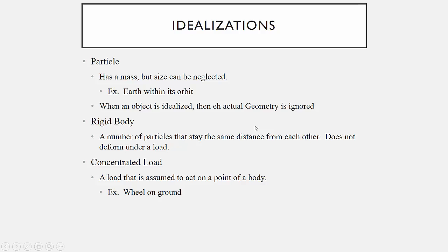So we can look at a particle. When we're looking at a particle, it has mass, but you can sometimes think of the size being neglected, like the example there says, Earth within its orbit. When an object is idealized, then the actual geometry is ignored. A rigid body is a number of particles that stay the same distance from each other, and it does not deform under load. A concentrated load is a load that is assumed to act on a point of a body, which could be like a wheel on the ground.